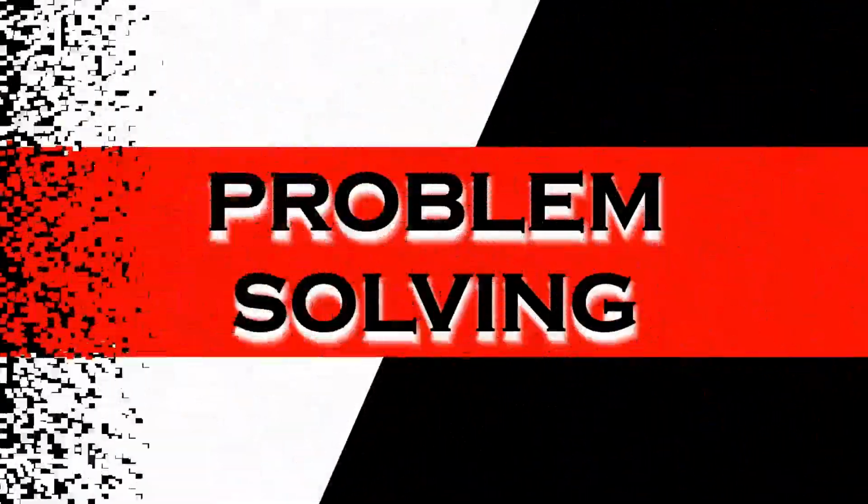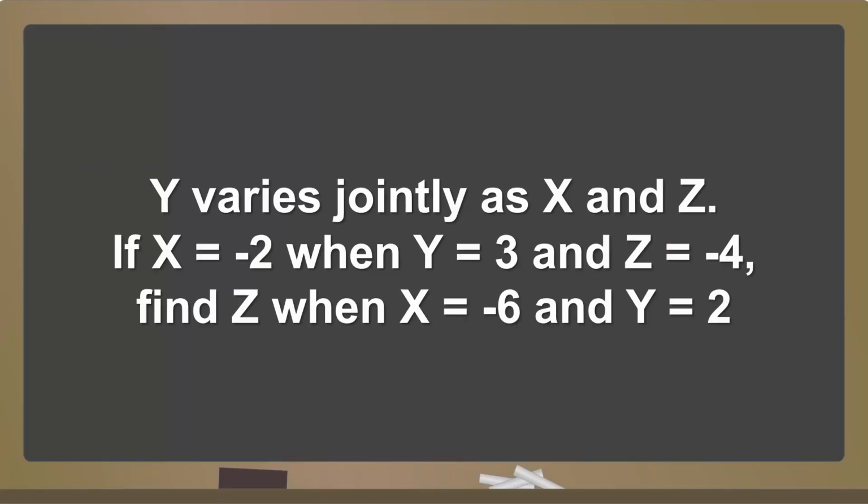Going back to our lesson, for our first and easy example, y varies jointly as x and z. If x is equal to negative 2, y is equal to 3, and z is equal to negative 4, find z when x is equal to negative 6 and y is equal to 2.